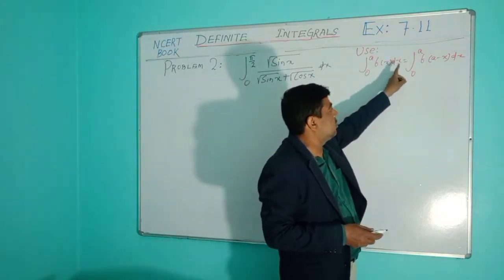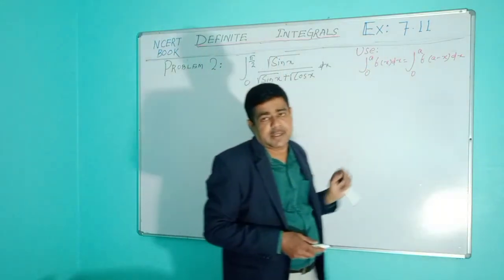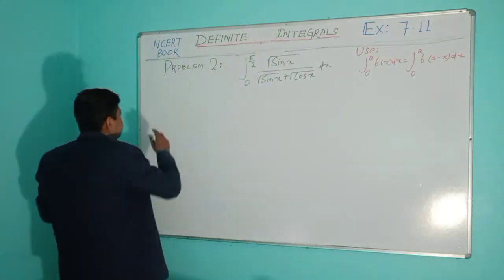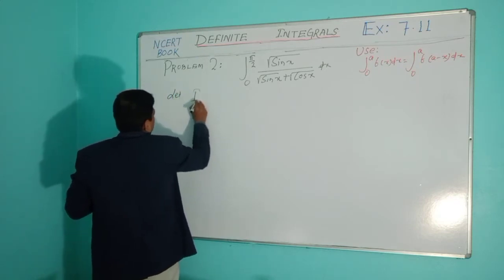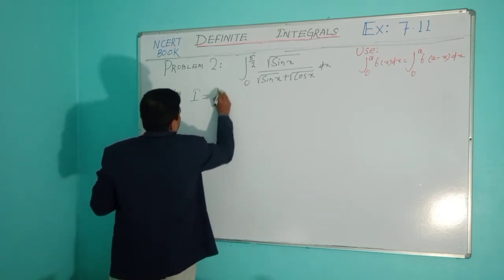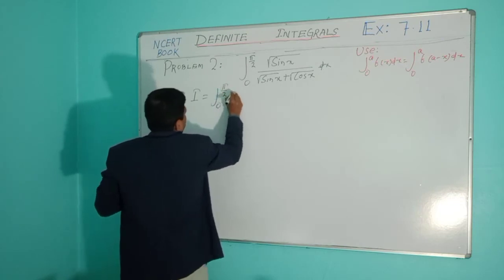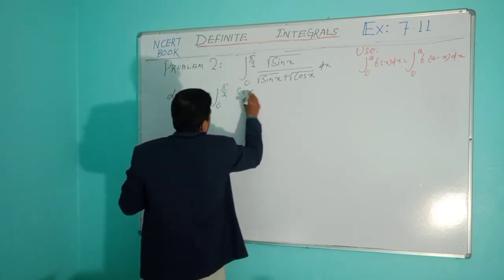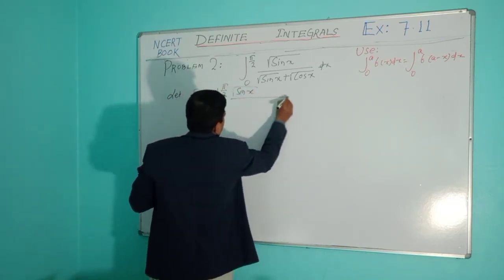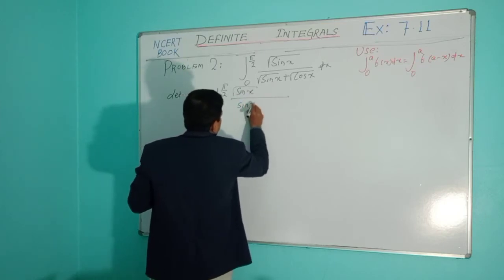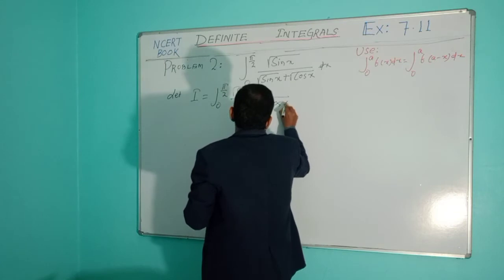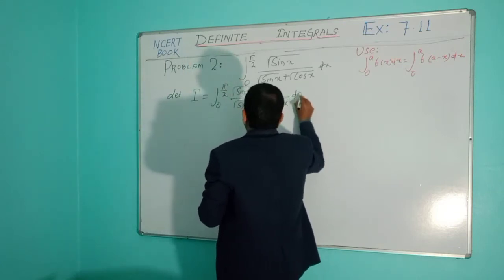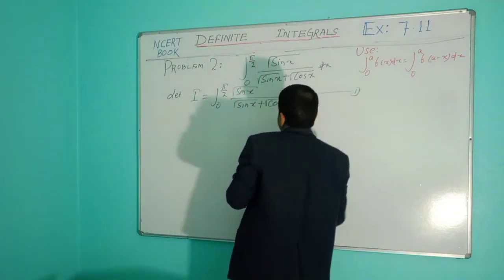We use the property that the integration of 0 to a f(x) dx is equal to the integration of 0 to a f(a minus x) dx. Now let I be equal to the integration of 0 to pi by 2 of root sin x divided by root sin x plus root cos x dx. Let this be equation number 1.